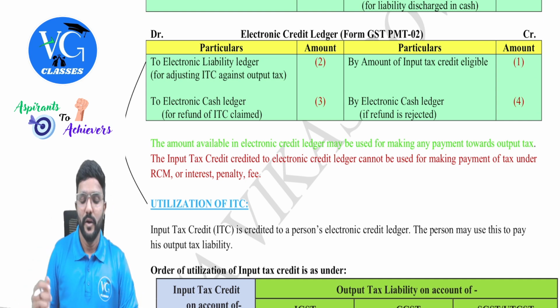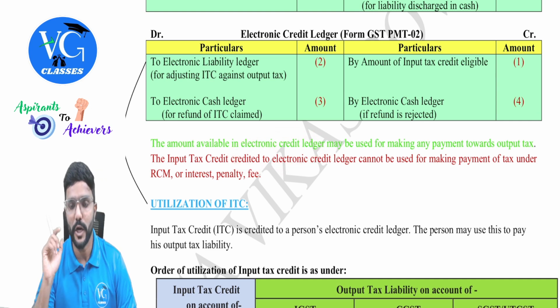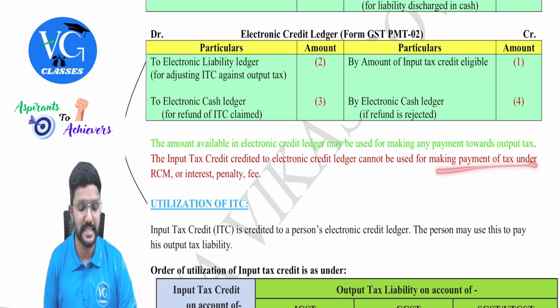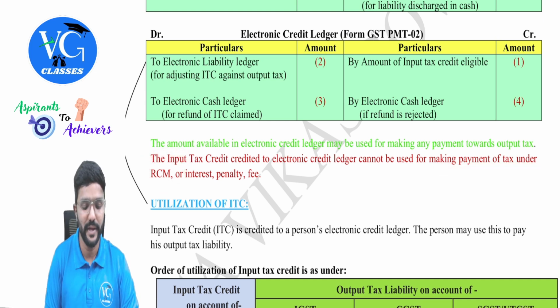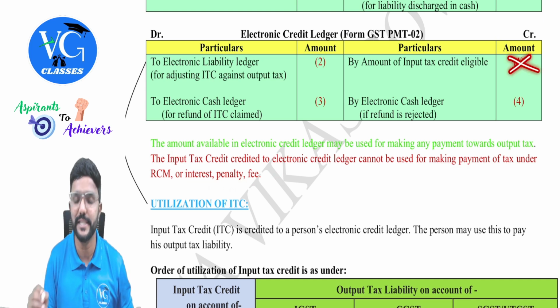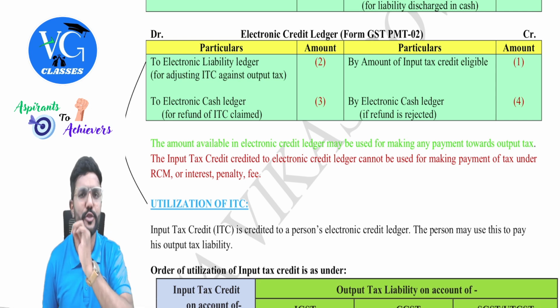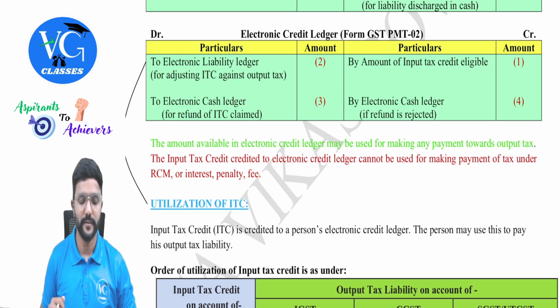Then the input tax credit credited to the electronic credit ledger cannot be used for making the payment of tax under the RCM, that is on inward supply, or even to pay interest, late fee or penalty. I cannot use my credit ledger balance. That means even the interest, late fee and penalty have to be paid through cash ledger. Got it?